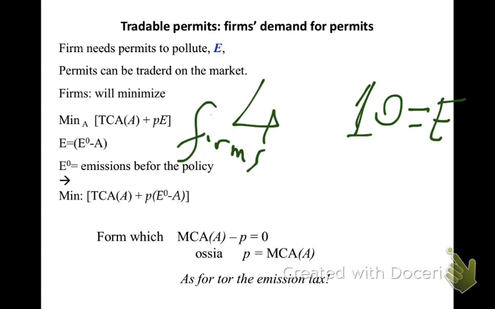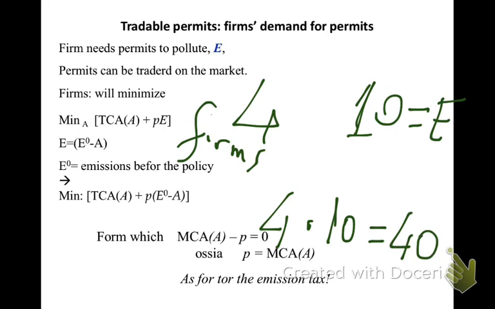So the total pollution cannot be bigger than 40. Okay? So each firm has some permits, 10 permits. They can use it, or they can sell it. So up to this is the same as standard.